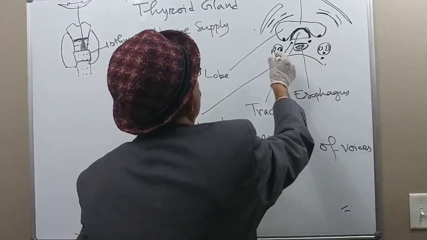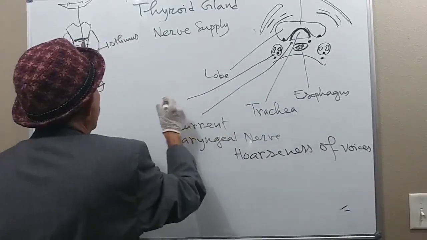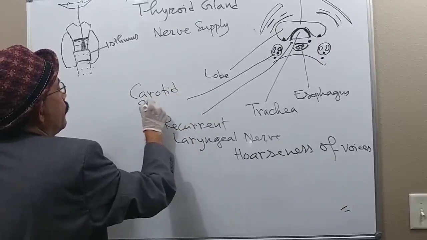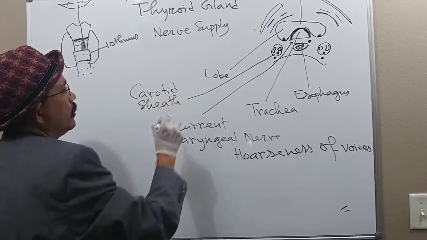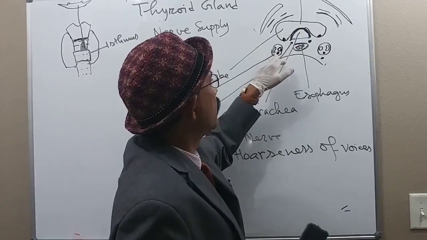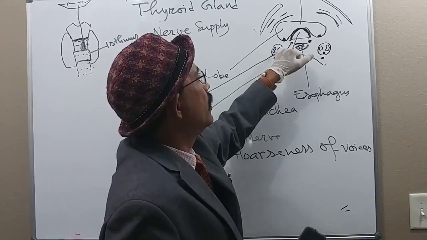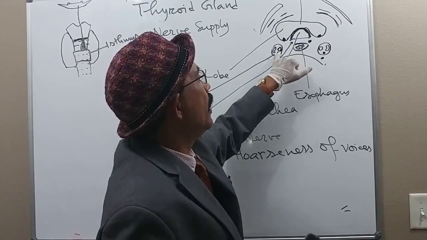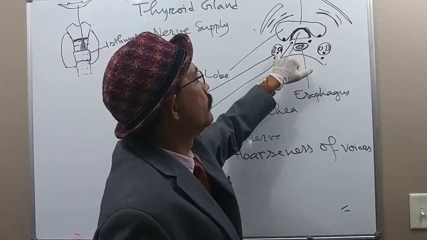Another one. What is this? This is the carotid sheath. What does it contain? The carotid sheath is present posterior to the thyroid lobes here in the neck. It contains the internal carotid artery, internal jugular vein, and the vagus nerve.